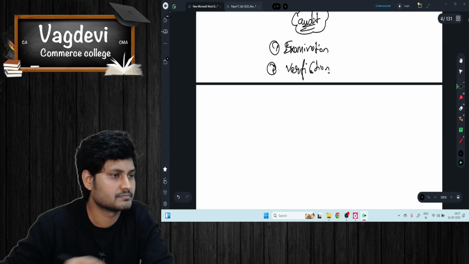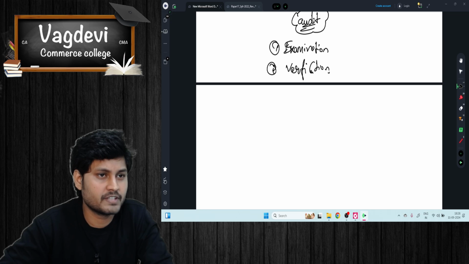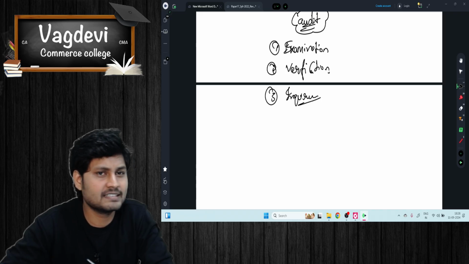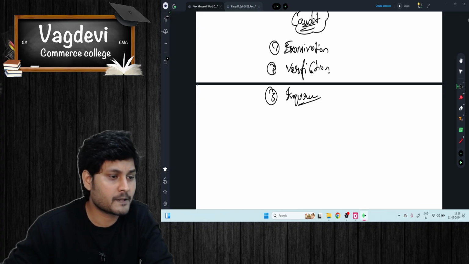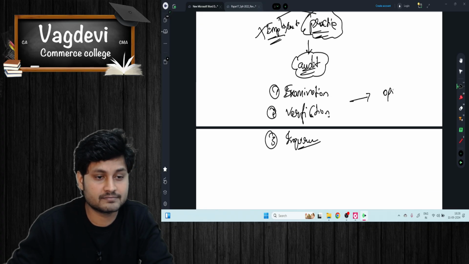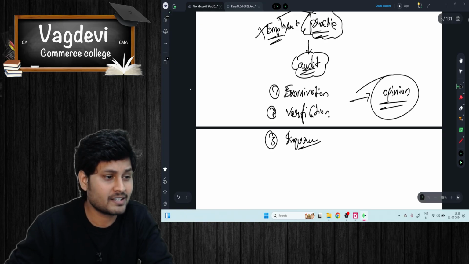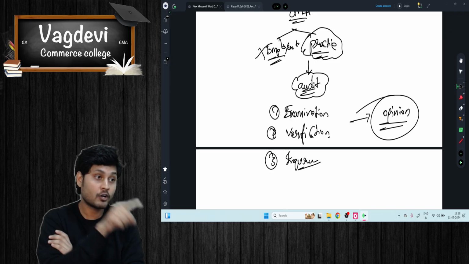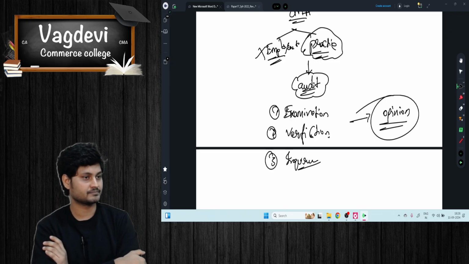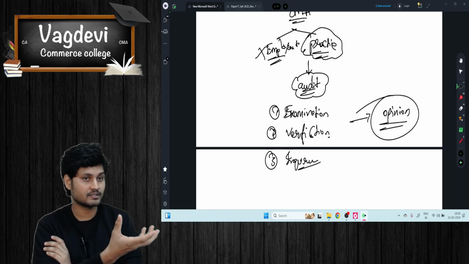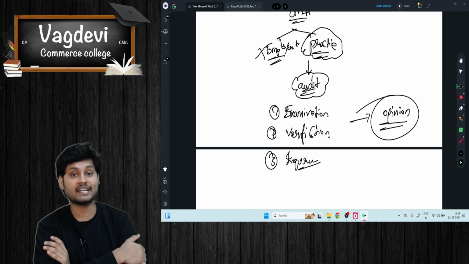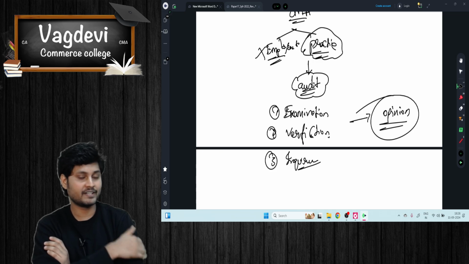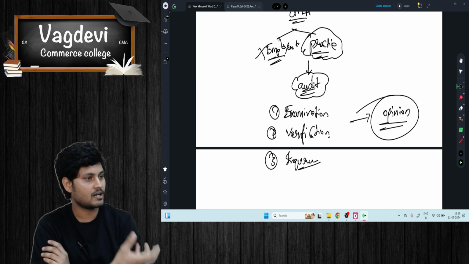Verification. Inquiry. Many things he does, for the purpose of forming an opinion. What kind of opinion, sir? He forms an opinion whether the cost records are prepared in accordance with the applicable criteria or not. Whether the cost records give a true and fair view as per the criteria which is mentioned. If it is matching with the criteria, then unmodified opinion.